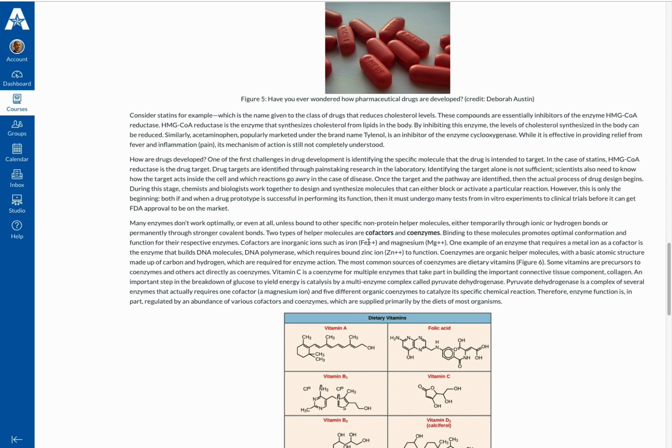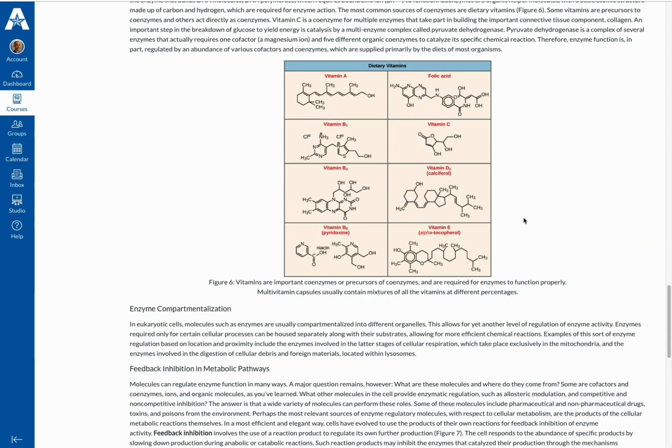A couple things we need for enzymes to function: helpers, essentially cofactors, which are inorganic, like iron or magnesium, and coenzymes, which are like vitamins. Vitamins are pretty much the primary example of coenzymes.